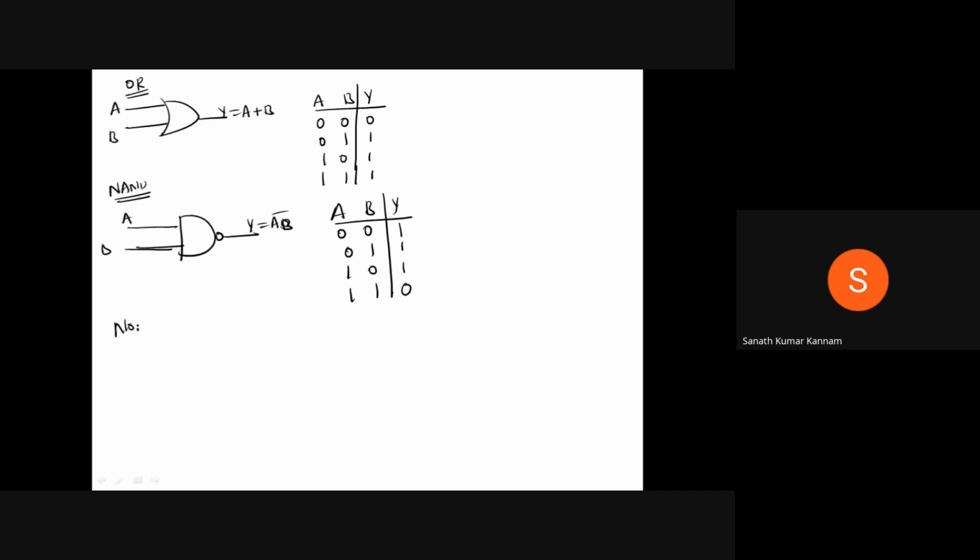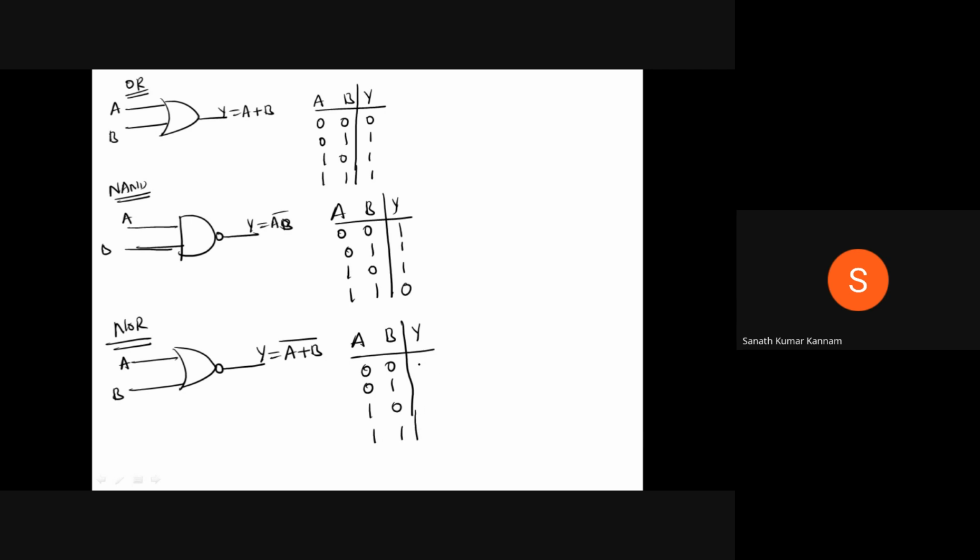And next you have the NOR gate, just the opposite of that. The NOR gate is nothing but an OR gate followed by an inverter. So this is A and B, and Y equal to (A + B) whole bar. A, B, and the output is Y: 0 0, 0 1, 1 0, 1 1. Just the opposite: here if any one of the inputs is high, the output is low, and if both inputs are high, the output is low. That is the NOR gate.